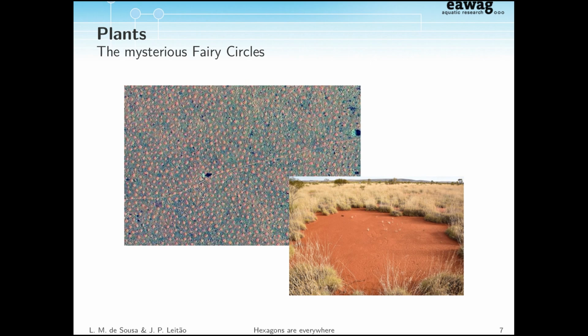These are images of a phenomenon called the fairy circles. These are openings in the vegetation that exist in arid regions such as Australia and sub-Saharan Africa. And about 20 years ago, someone found out that when viewed from space or from the sky, the circles are cast in an almost perfect hexagonal pattern. To this day, no one really knows why, but it's a clear hexagonal pattern.